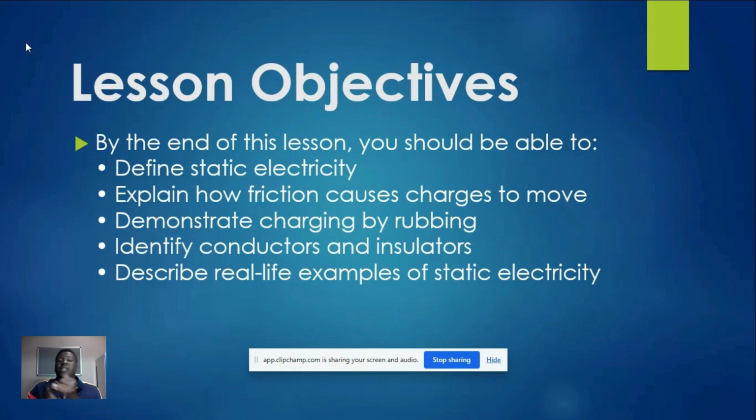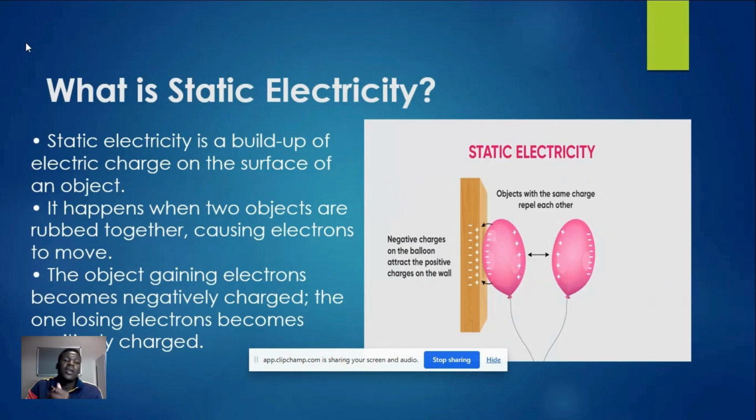By the end of this section, you as a student should be able to define what static electricity is, explain how friction causes charges to move, demonstrate charging by rubbing, and identify conductors and insulators as well as their examples, and describe a real life example of static electricity. Okay, if I may ask, what is static electricity?